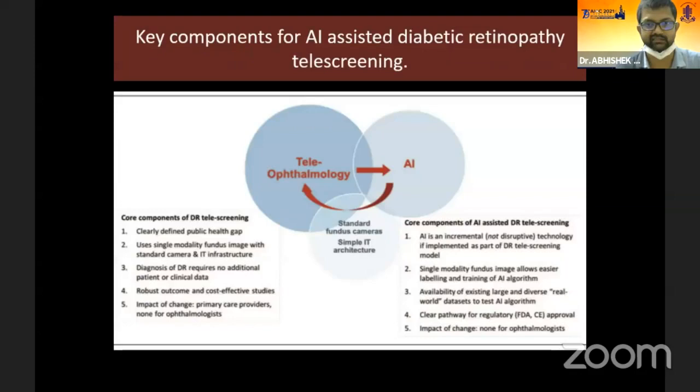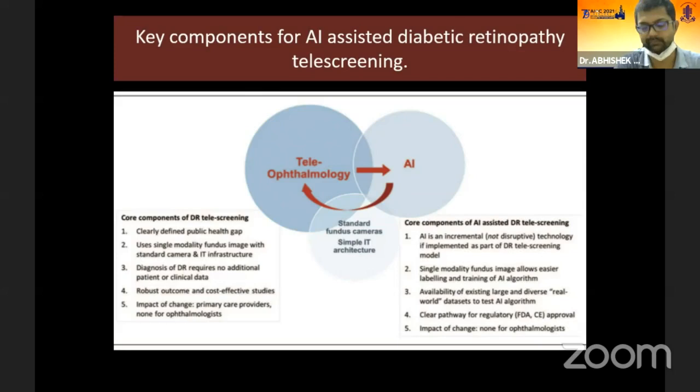So in teleophthalmology, we are basically taking a photograph and allowing a grader to grade the image. So it has its own limitations. But what if we combine teleophthalmology with AI? We can actually make the system more robust.